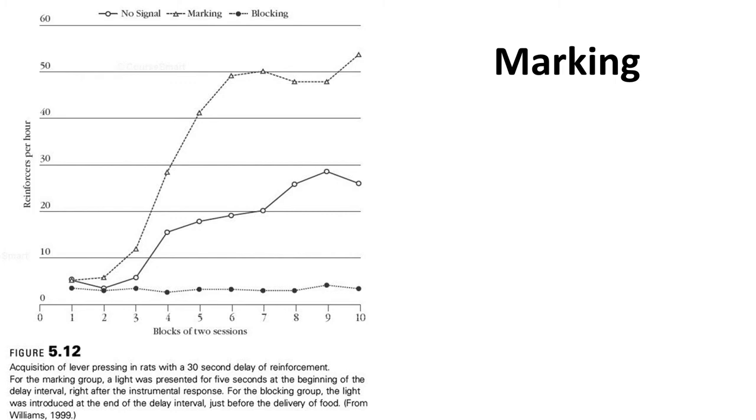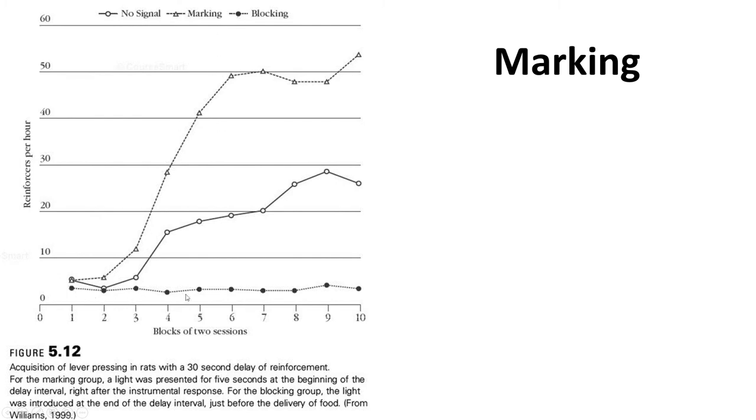So because that light happened right before they received food, and the light is much closer to the delivery of the food than the lever pressing was, it tends to interfere with them associating the lever pressing with actually getting food. Instead, they associate the food with the light, so that's why it's blocking. But if we look at the graph here, we have reinforcers per hour, which is basically how often are they getting food in that hour period. And then at the bottom, we have our time increment, which is basically blocks of 2 sessions, so however many sessions we're looking at.